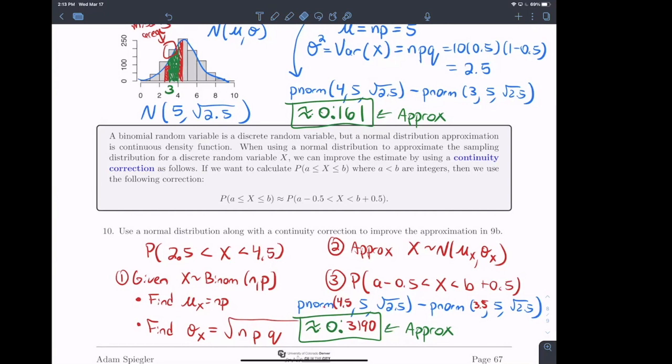Yeah, there's a question. Oh no, I think you meant to put 2.5 on that second pnorm. Yes, I did. Thank you. Yes, that's exactly right. We go half a unit below. Thank you, Stephanie. Yes, and that comes out to the 0.3190.